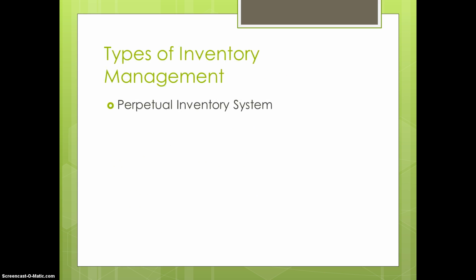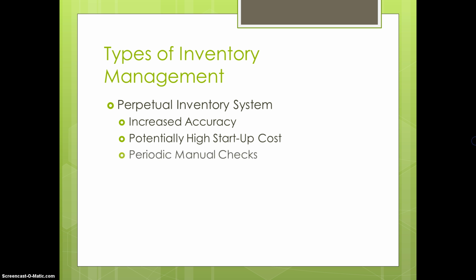The first type of inventory management is the perpetual inventory system. In this system, you continually keep track of when your inventory comes in and out of your warehouse. This system is incredibly accurate, but it can potentially cost a lot to get started. You often will have to buy software, computers, and possibly even scanning systems to implement this system. It's also important to note that periodic manual checks should still be put into place just to make sure that your software system is accurate.